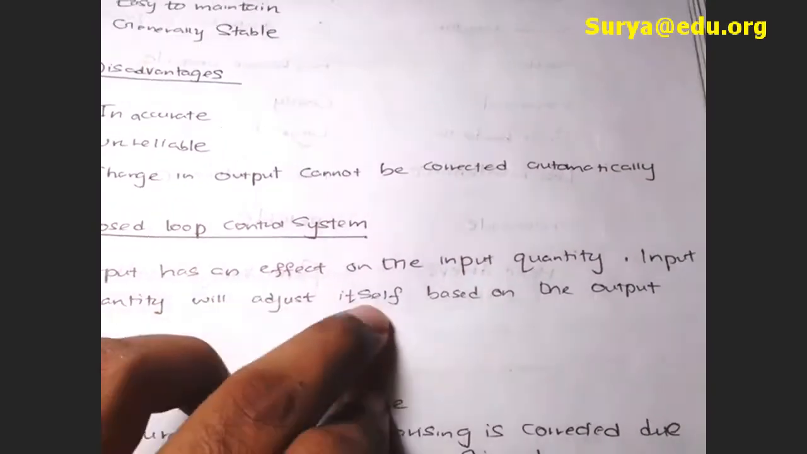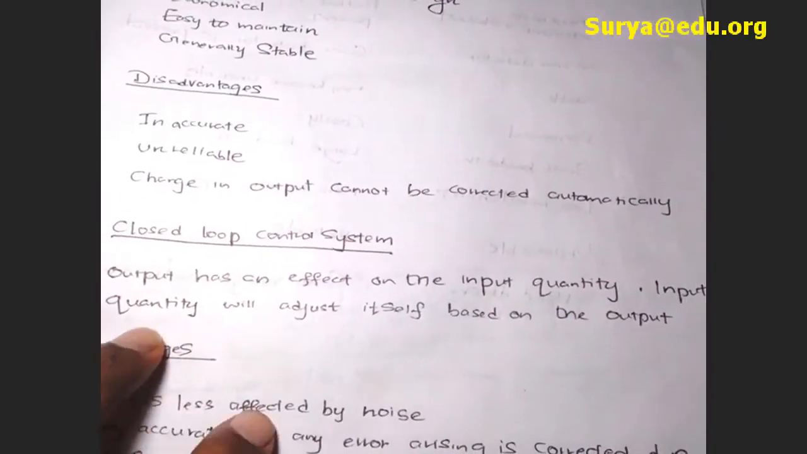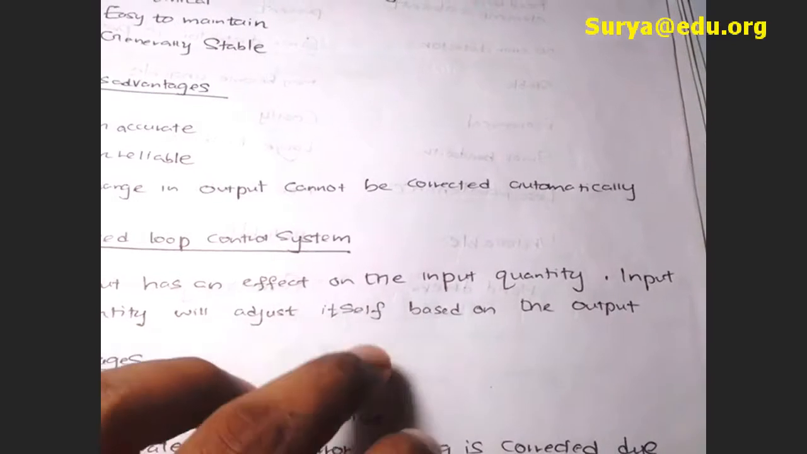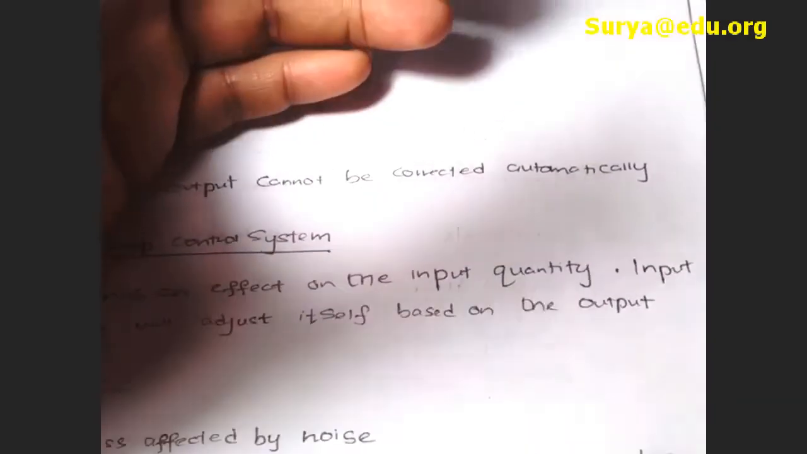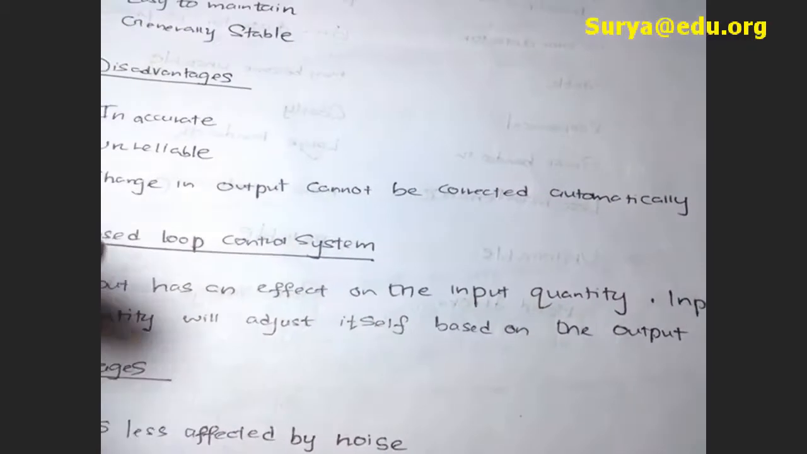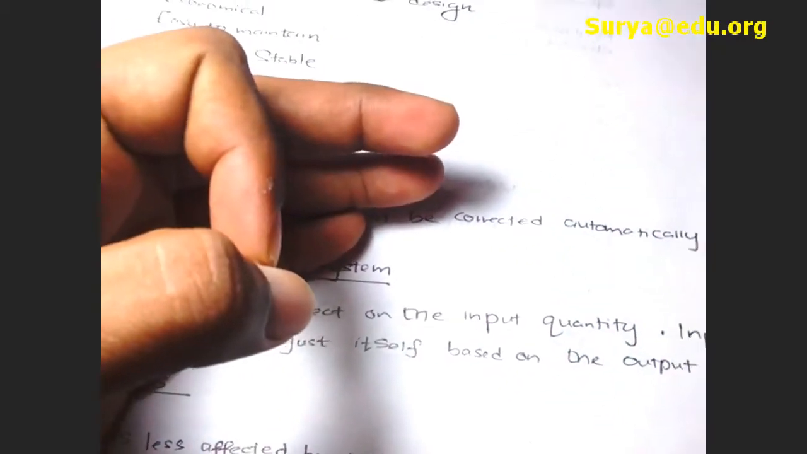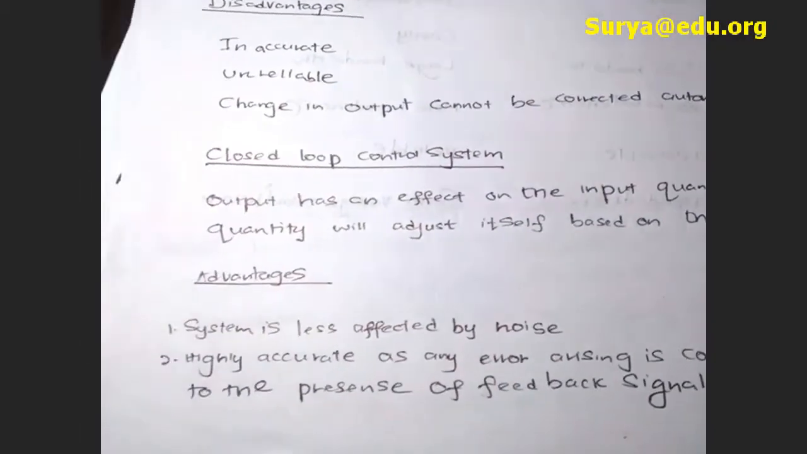Output has an effect on the input quantity. Input quantity will adjust itself, because now in closed loop type control system, the output is adjusted based on the previous output, like it is regulating type, right? So it is correcting the error. So that is the advantage of closed loop type control systems. So there are a lot of advantages.